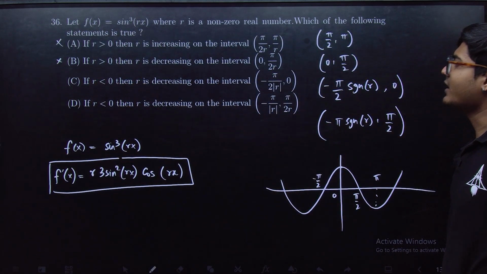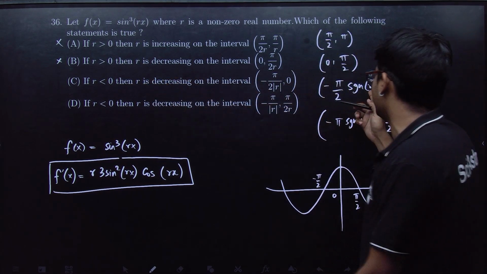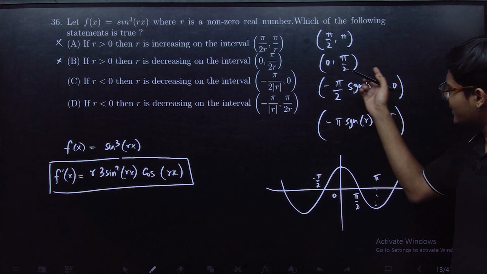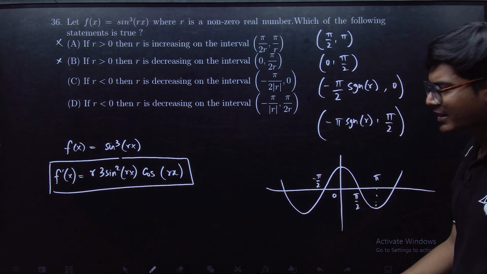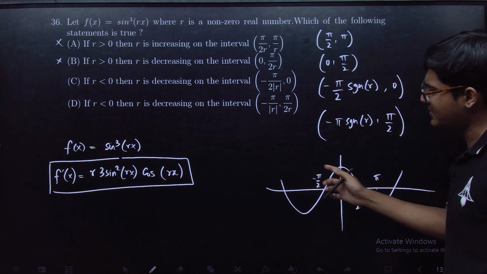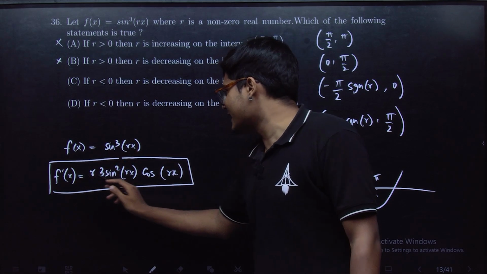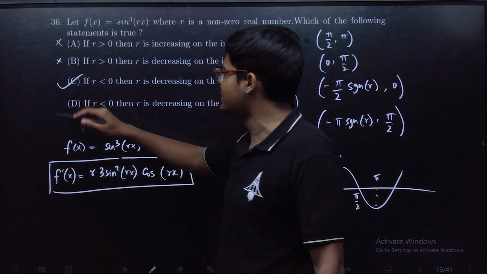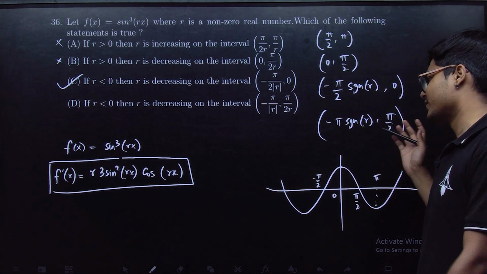If r is negative, then the function is decreasing on this interval. What is this interval going to be? r is negative, so sine of r is minus 1. So you're still working with pi by 2, and it will basically turn into 0 to pi by 2, because the sign will switch. So on 0 to pi by 2, cos is positive, sine square is positive, but r is negative, which means this derivative is going to be negative. Hence, option C is correct. So just looking at the nature of the graph, that's it.